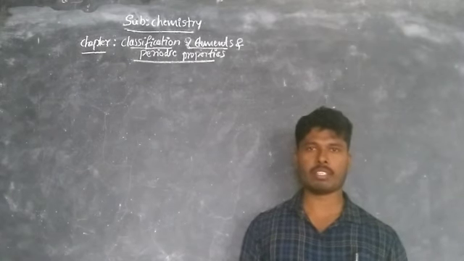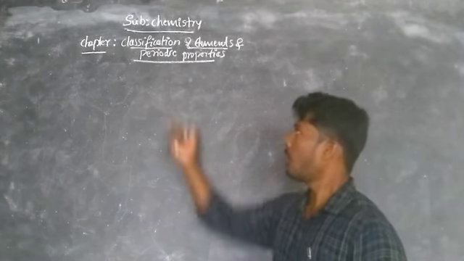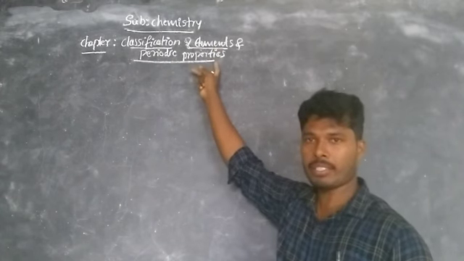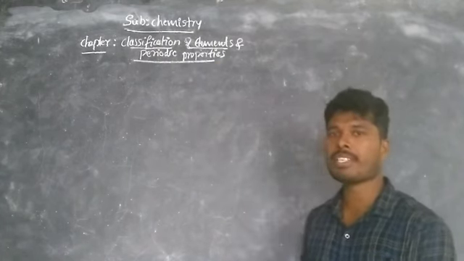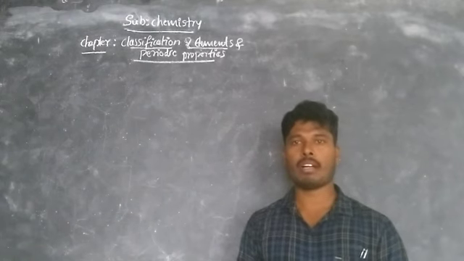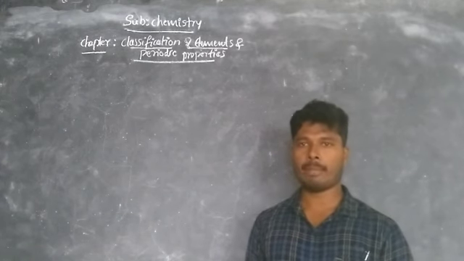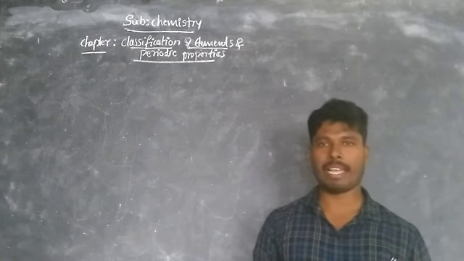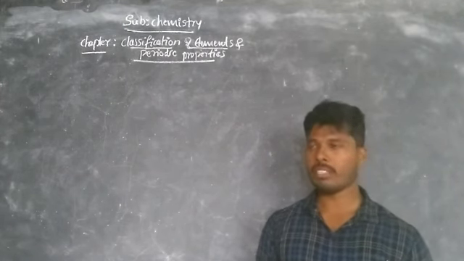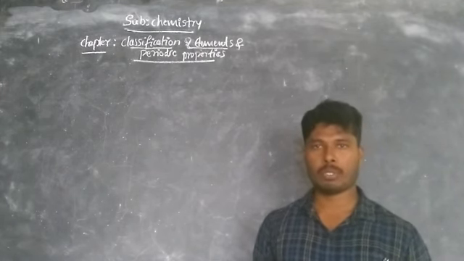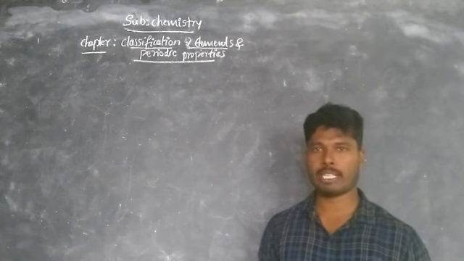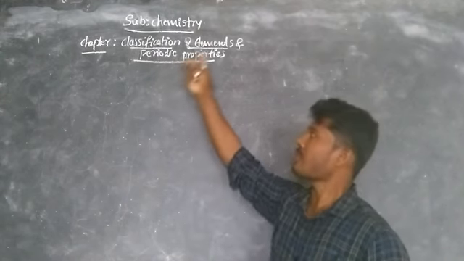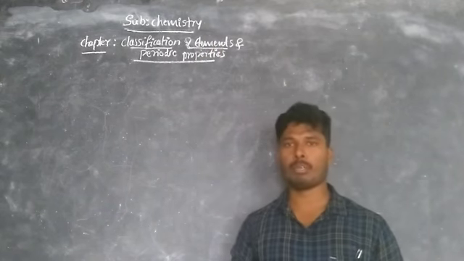It is a very interesting chapter: classification of elements and periodic properties. After knowing the structure of an atom and the line spectrum of the hydrogen atom, we know well how the electrons are filled in orbitals according to Aufbau's rule, Hund's principle and Pauli's exclusion principle. Now we are going to study the classification of elements and periodic properties.